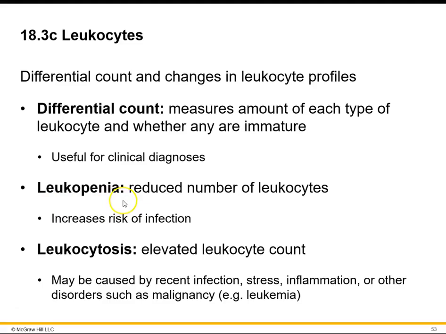A patient can be leukopenic or have leukopenia. This is a reduced number of white blood cells, and this is going to increase that patient's risk of infection. Alternatively, a patient could have leukocytosis. This is an elevated leukocyte count. Leukocytosis can be due to a lot of things. One very common reason is just that the patient has an infection that they're fighting. Stress can also increase your white blood cell count. So can inflammation, because white blood cells are involved in inflammatory processes. It could also indicate a much more serious disorder, such as a malignancy like leukemia.